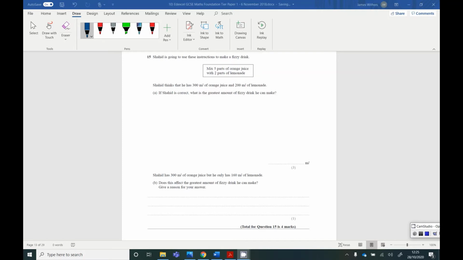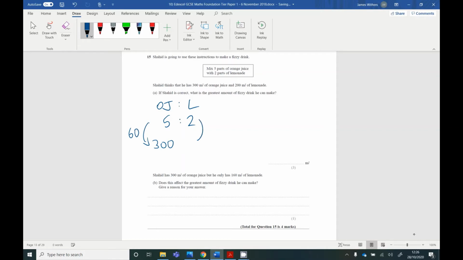Question 15. So we need to mix 5 parts orange juice to 2 parts lemonade. So orange juice to lemonade, we have to mix 5 to 2. Now he's got 300 millilitres of orange juice, so let's just focus on that for a start. If he's got 300 millilitres of orange juice, how do we get from 5 to 300? How do we scale that up? 5 times what gives us 300? We can do 300 divided by 5 to give us 60. So it's 60 times the amount.